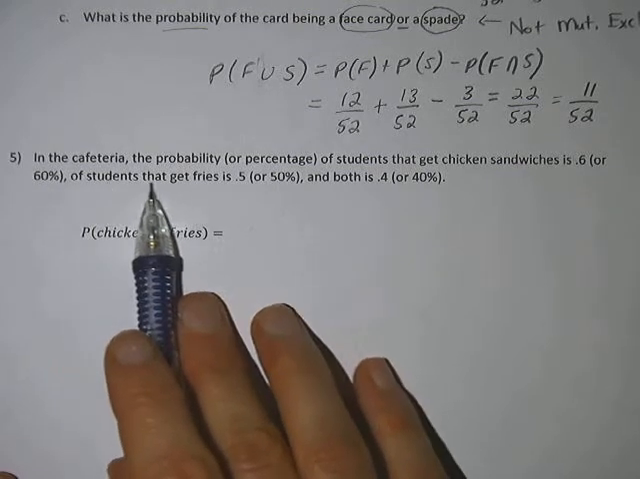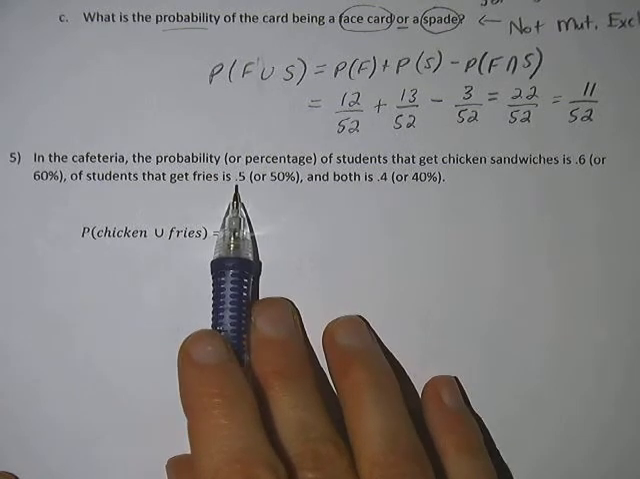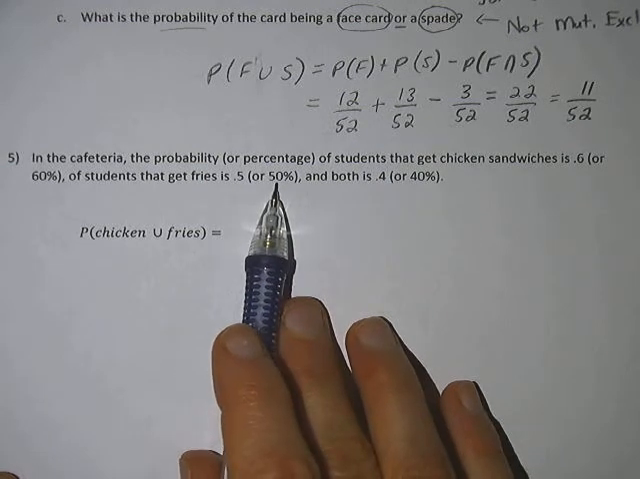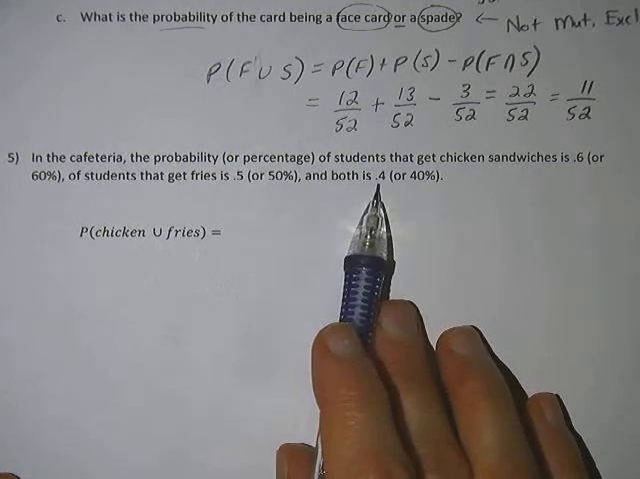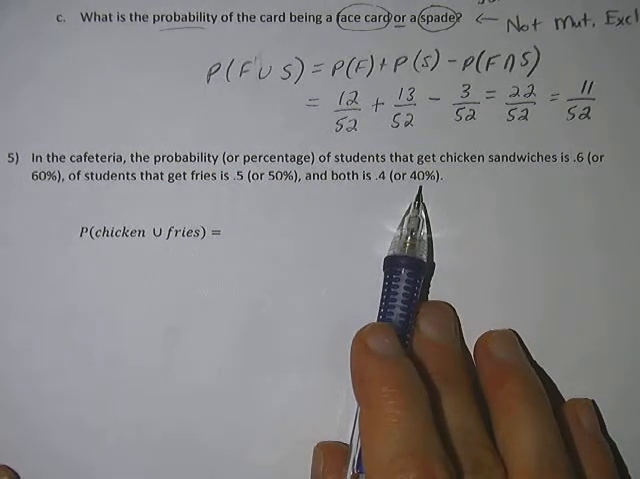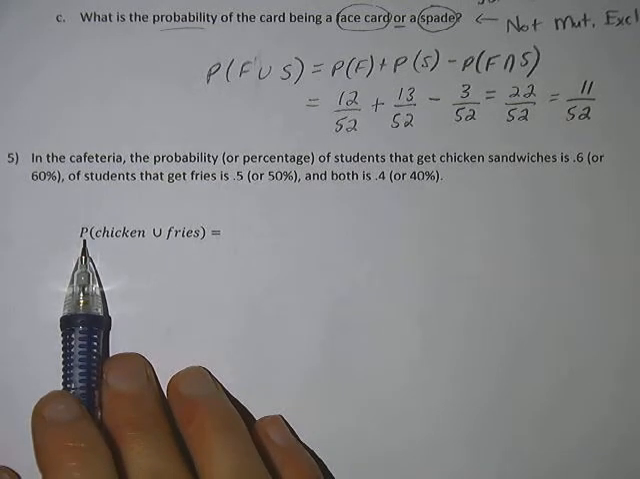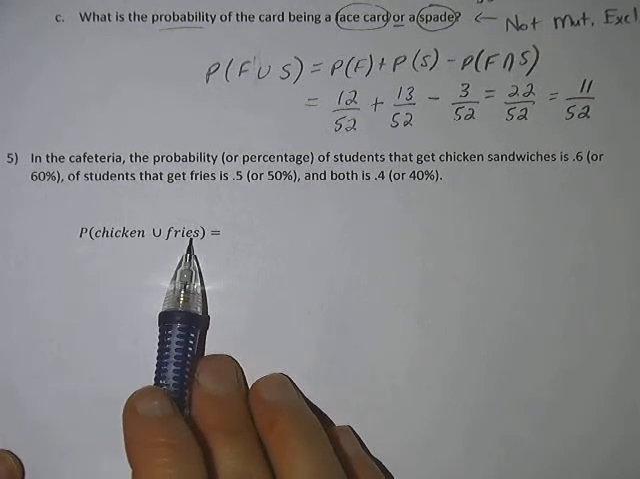And then it says of the students that get fries is 0.5. So the percentage of students, or the probability that a student walks in and gets fries, would be 50%. And then the probability of them getting both is 0.4 or 40%. Okay. So with this one, it says, what is the probability, I guess, essentially, that if a student walks in, that they would get a chicken sandwich or fries?